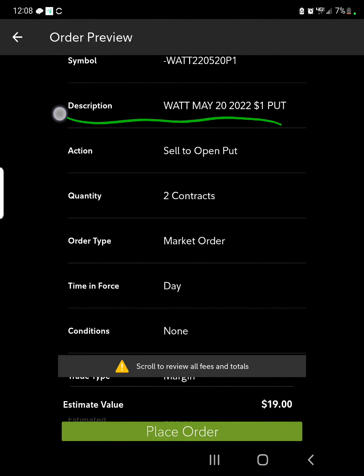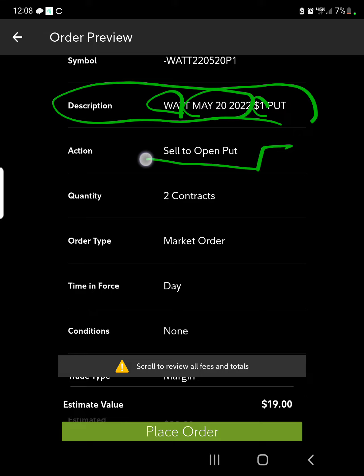And again, that's going to be the stock, the expiration date, and the strike price. And it's sell to open. This is very important. When you're doing this, make sure you have the right thing set. So you don't want to accidentally buy to open when you're trying to sell these things. So make sure you pay attention to that.